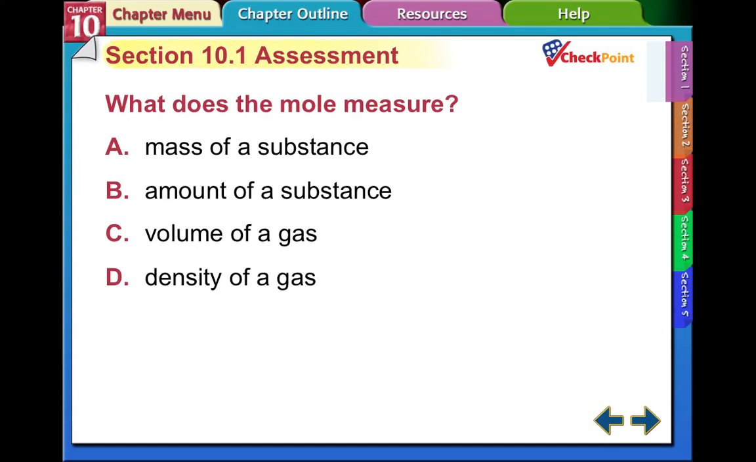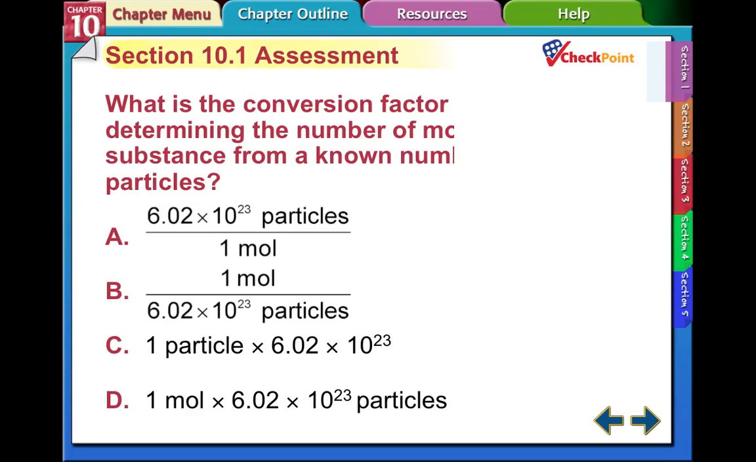Question: what does the mole measure? Yes, the amount of a substance. Next question: what is the conversion factor for determining the number of moles of a substance from a known number of particles? Very good.